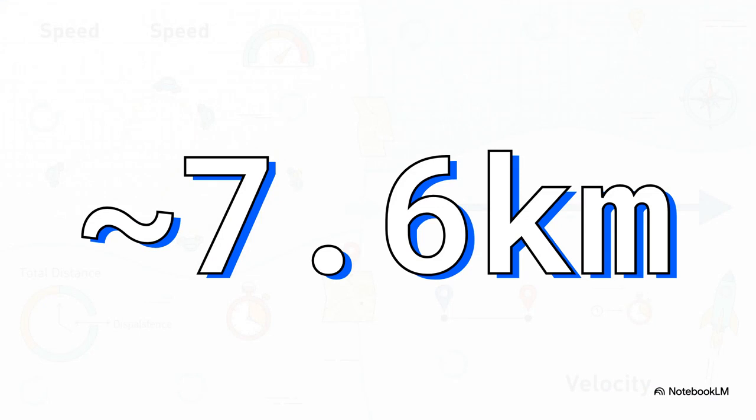So for our drone, its displacement isn't 10 kilometers at all. If you draw a straight line from the warehouse to its final spot, that line is only about 7.6 kilometers long. And you have to include the direction, northeast. So see the difference? It traveled a distance of 10 kilometers, but its final displacement was 7.6 kilometers to the northeast.